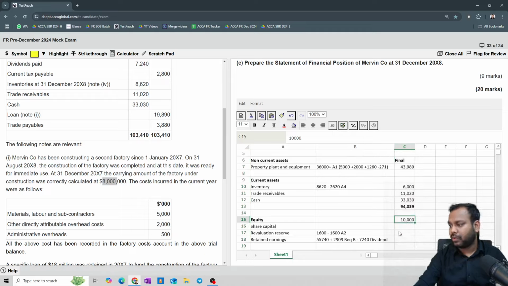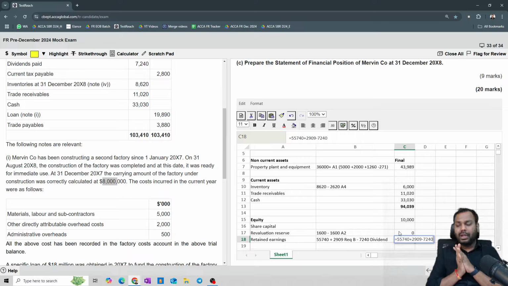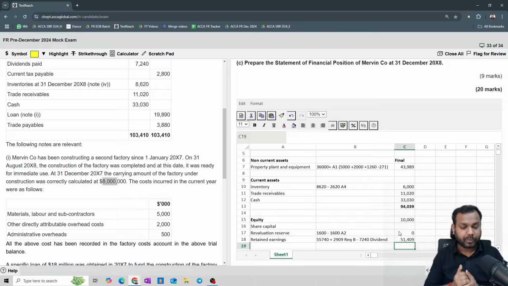I believe it is clear. Now, revaluation reserve will become 0. Okay. Now, retained earnings. What is the change? 55740 plus profit of 2909 minus dividend of 7240. Is it clear, or we have to do any other adjustment to retained earnings? Tell me, guys. Are we required to do any other adjustment? No, sorted. So this is also done.